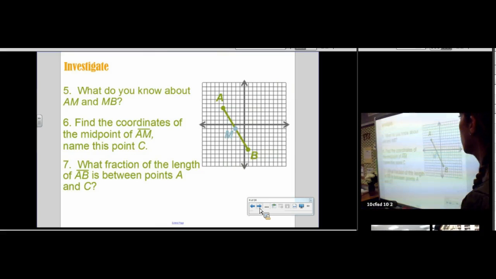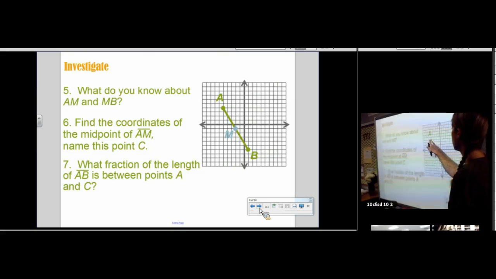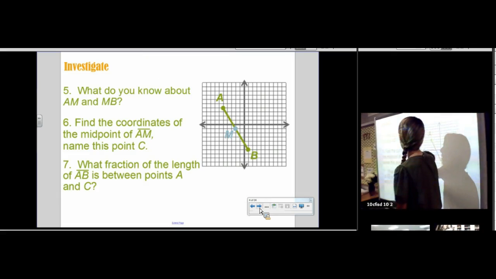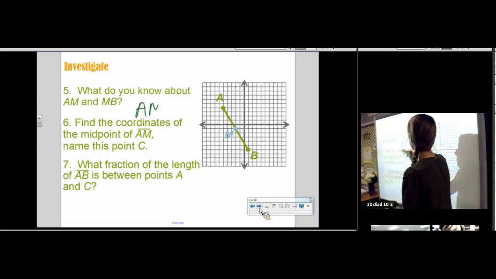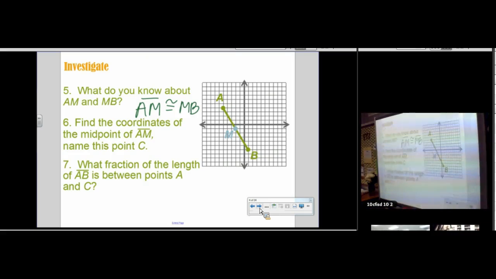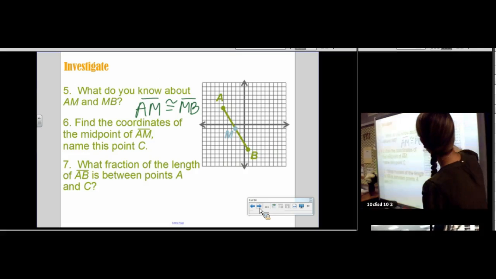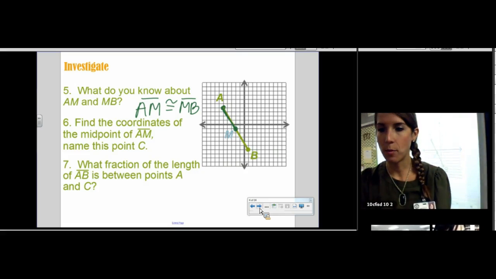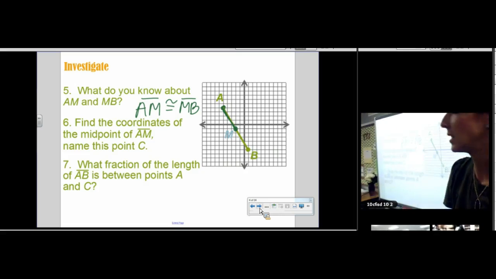All right. If M is the midpoint of AB, what do we know about AM and MB? Well, that's old news, right? We know that AM is congruent to MB. So now we want to find the coordinates of the midpoint of AM, and we would need to call it C.